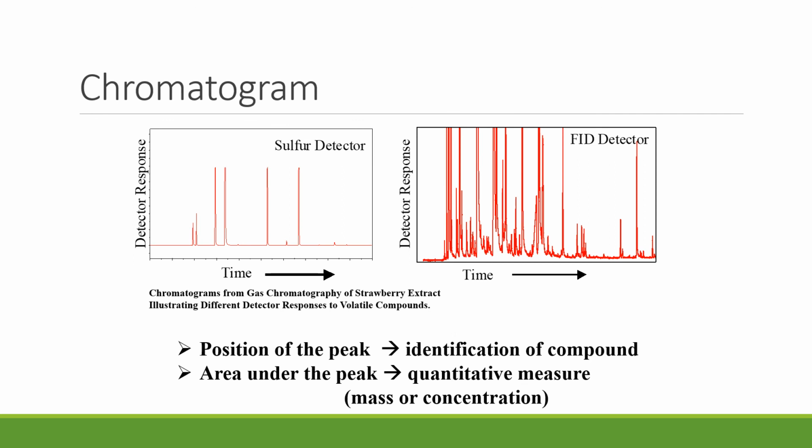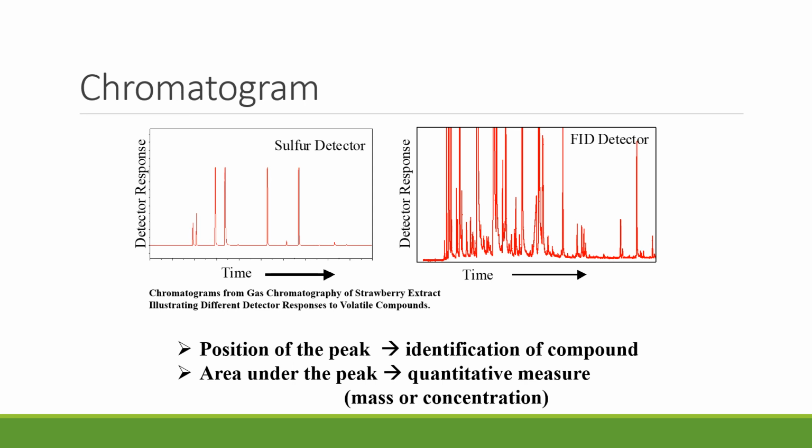So if a detector is placed at the end of the column, the signal from the detector is plotted over time, and the results will be a series of peaks that look similar to what you see in front of you. All right, and the position of those peaks with time is an important clue in identifying the compounds, where those peaks can be compared to known compounds to help identify what it may be.